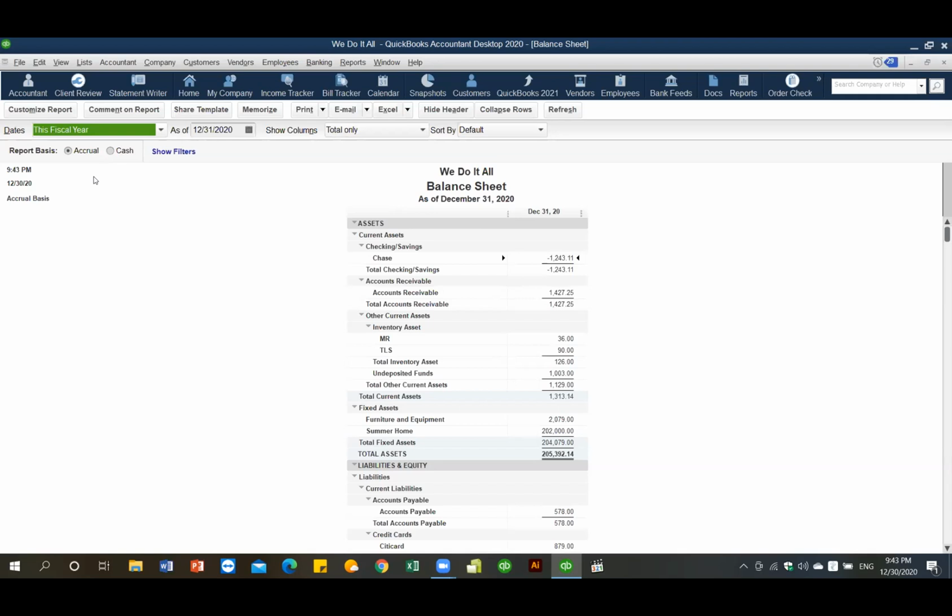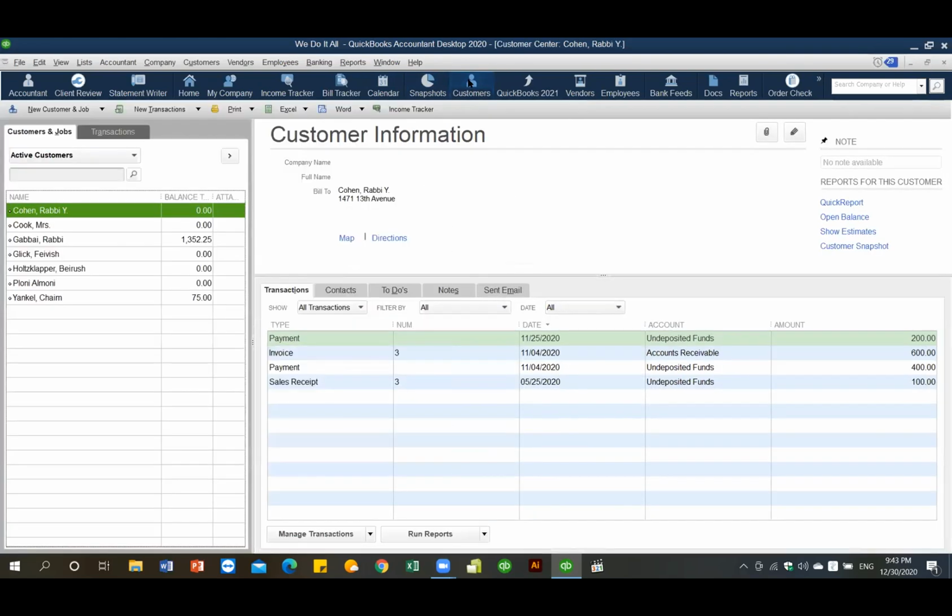Now you see an icon here in front of you for customers. Click on that, straight there. See, Ploni Amoni, zero. Good, beautiful. Now we have to do the same for Yankel.